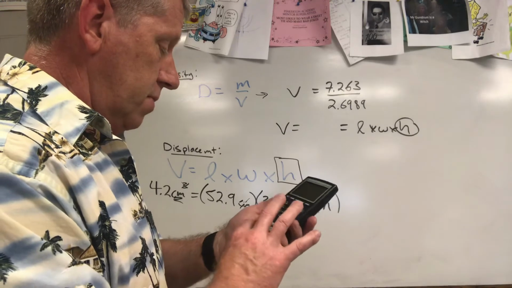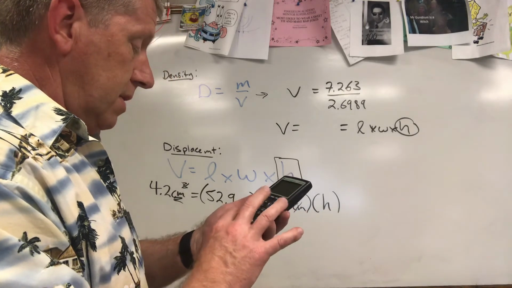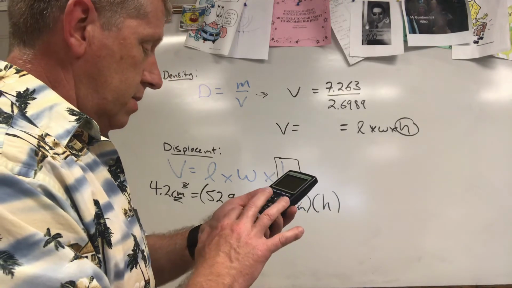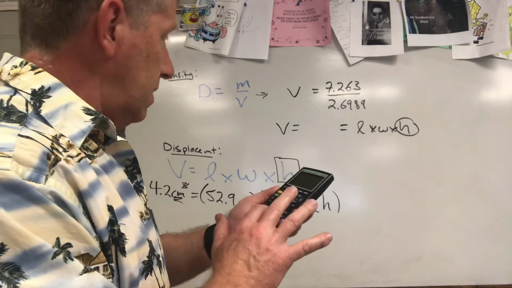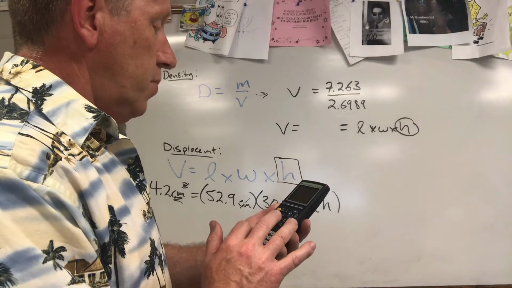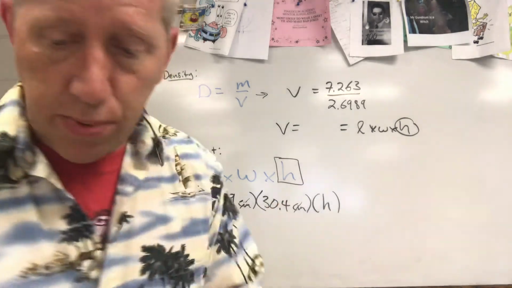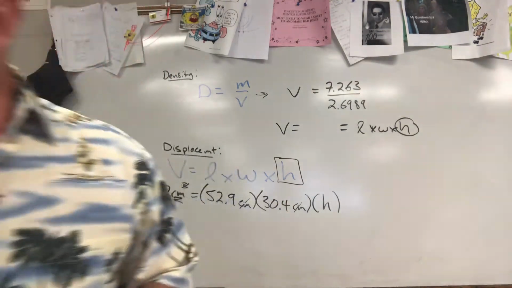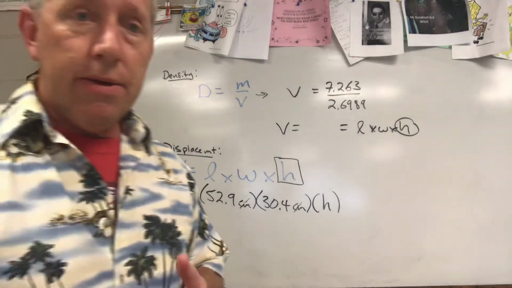7.263 divided by 2.6989 comes out to be 2.691 for a volume on that.